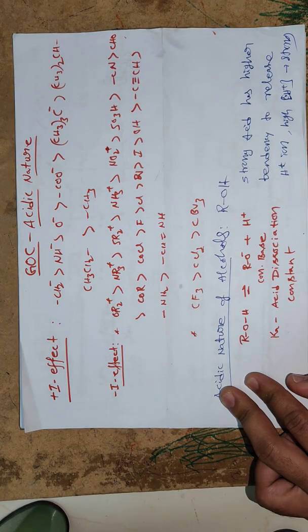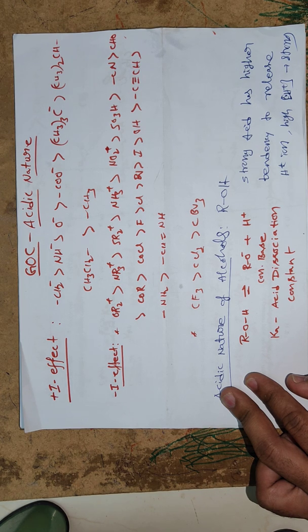First of all, this includes so many different types of topics. Mostly it starts with electronic effects. Among the electronic effects are the inductive effect, resonance effect or mesomeric effect, and hyperconjugation. In this explanation of acidic nature and basic nature, I just want to discuss the topic which involves only the inductive effect.